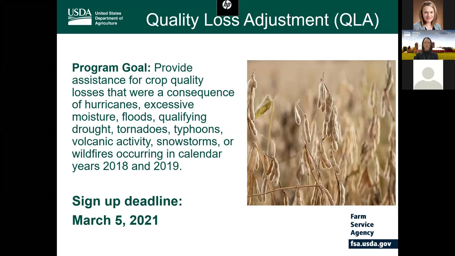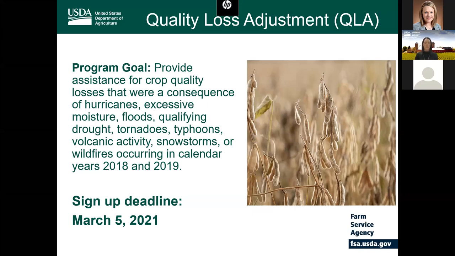The goal of the program is to provide assistance for crop quality losses that were a consequence of hurricanes, excessive moisture, floods, qualifying drought, tornadoes, typhoons, volcanic activity, snowstorms, or wildfires occurring in calendar years 2018 and 2019. This program was part of what we call WHIP Plus. Many of you have probably applied for that program already. This is a separate program that's tied to those same funding bills and to those same disaster events.